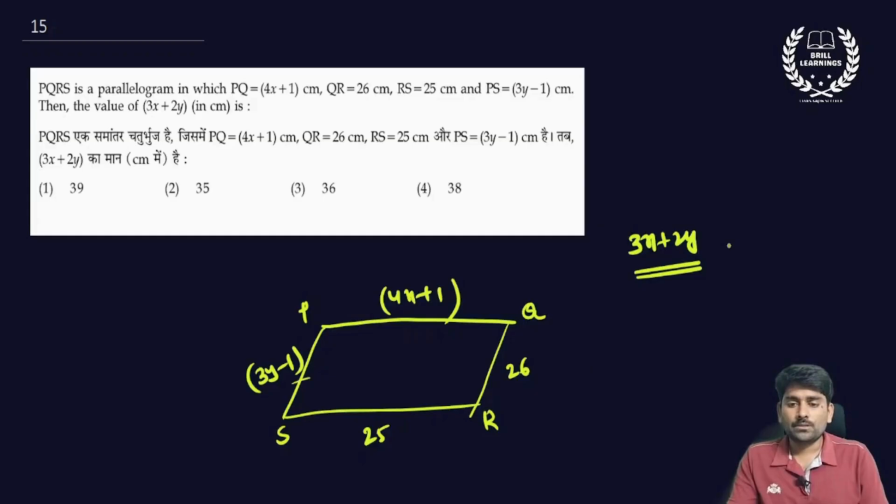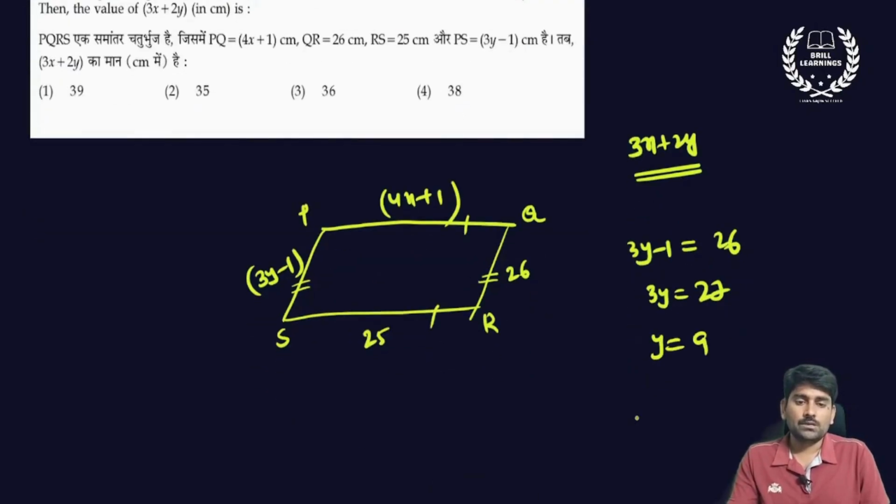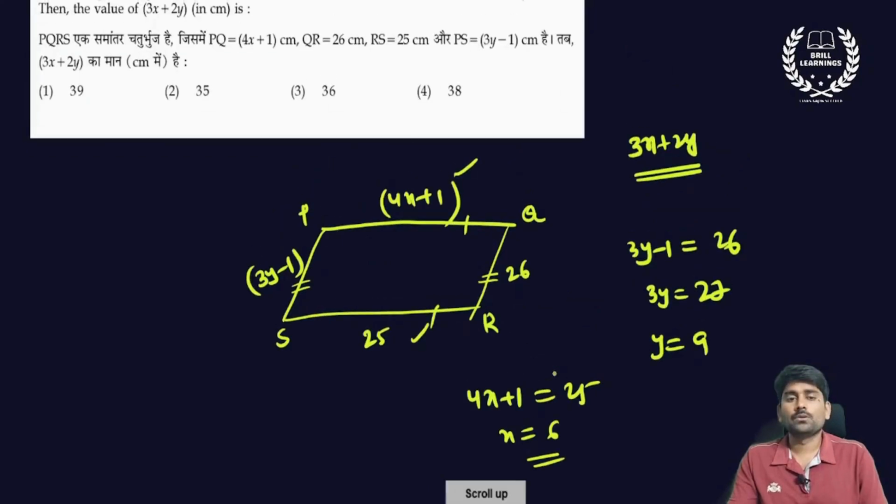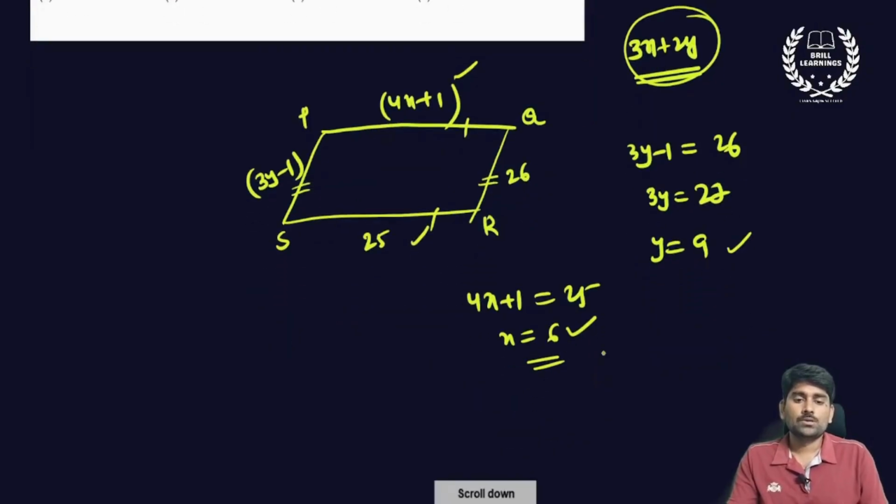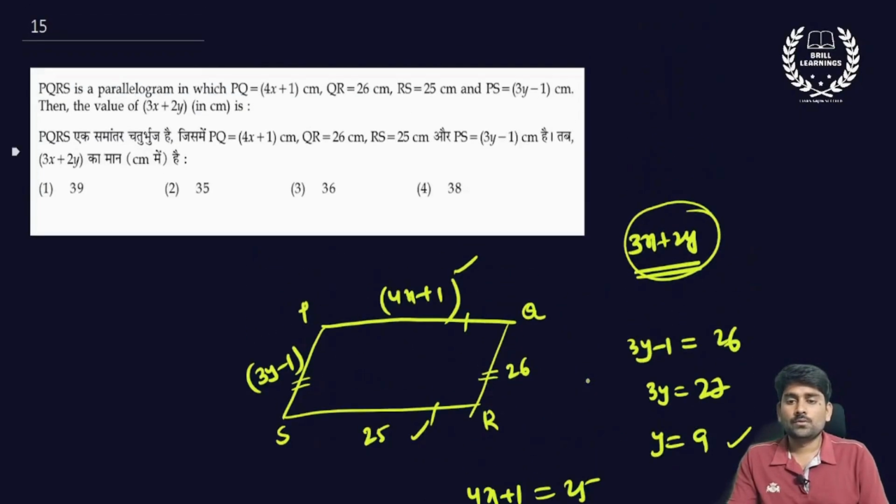Here, simple property: opposite sides are equal. Compare those values. 3y minus 1 equals 26, so 3y equals 27, y equals 9 here. Compare these two: 4x plus 1 equals 25, so x equals 6 here. Now substitute these values into this equation. 3 times 6 is 18 and 2 times 9 is 18. We will get 36. So the third one is the right answer.